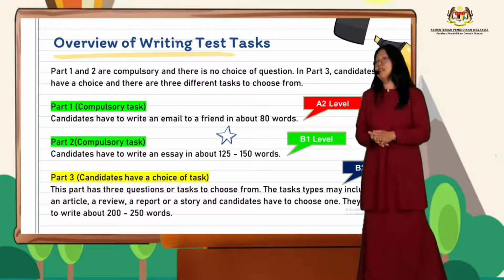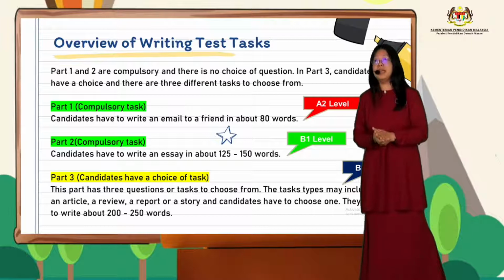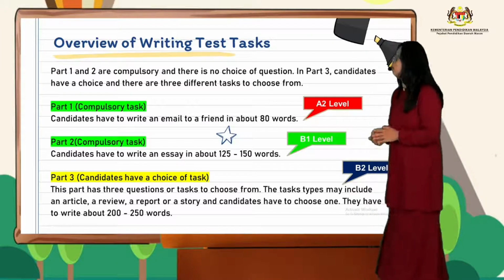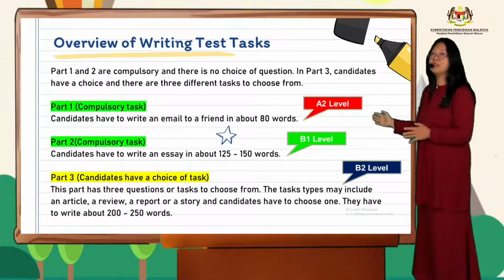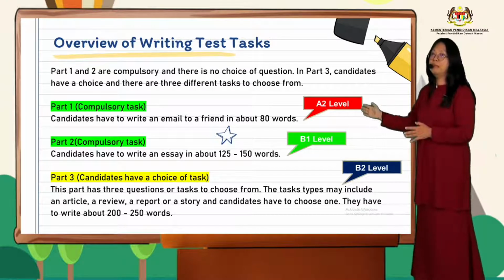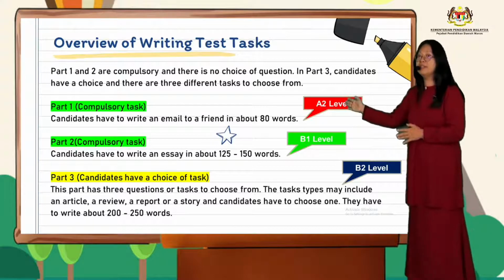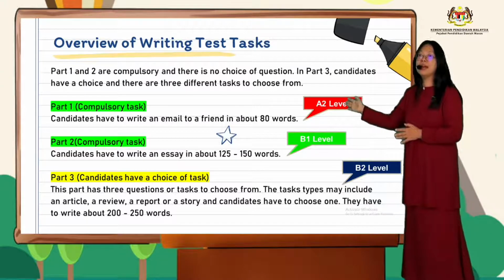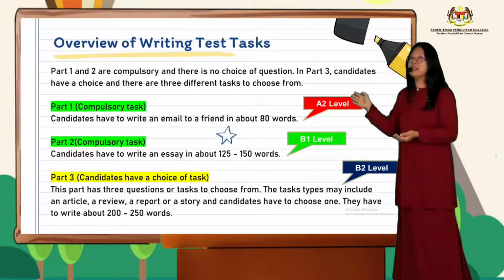Just like what I've mentioned before, part 1 and part 2 are compulsory, but in part 3, you will be given 3 questions. But what I want to highlight here is the level of each part: A2, B1, and B2. For part 1, you need to write an email in about 80 words, and the level is A2.